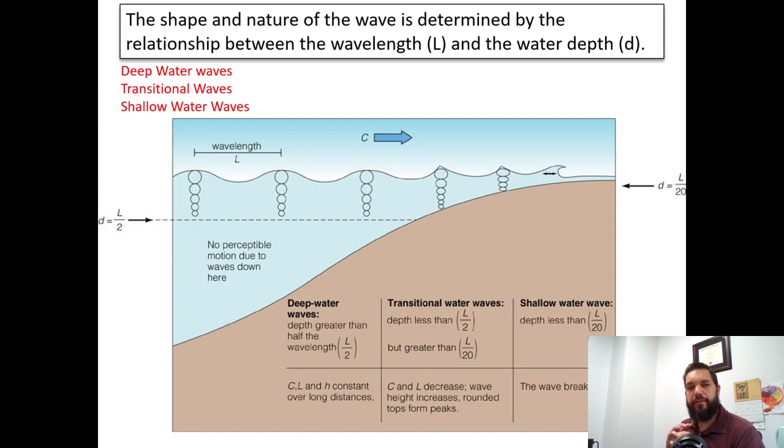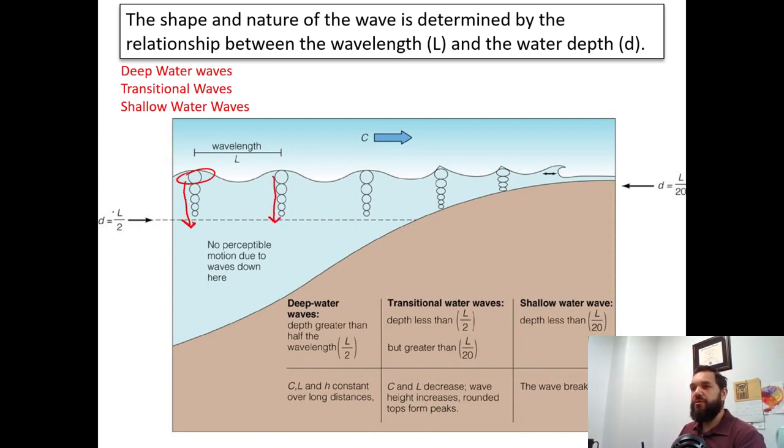We actually classify waves as deep water waves, transitional waves, and shallow waves based on the relationship between wavelength and the water depth. Let me say that one more time so you catch it. We classify different kinds of waves based on the relationship between the wavelength of the wave and the depth. We have deep water waves, transitional waves, shallow waves. In deep water waves, you know that the orbital motion decreases with depth, right? You already know that.